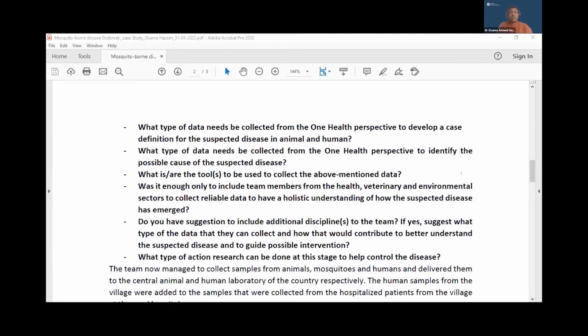So social scientists are quite important. And why do we need social scientists? So why do we need them? Do you have a suggestion to include additional disciplines? You said social scientists. If yes, suggest what type of data that social scientists can collect and how that would contribute to better understand the suspected disease and guide possible intervention.